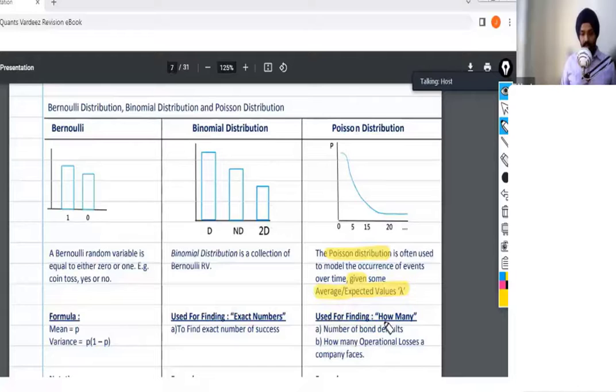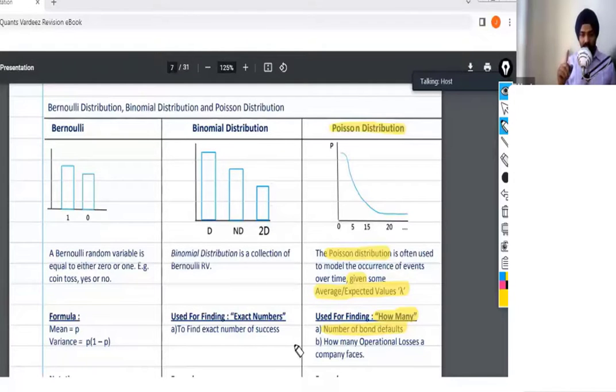Then it's used for finding how many defaults may happen in a bond portfolio. Let's say I have a bond portfolio and I want to find how many bonds will default. I am an analyst, and I have a portfolio of maybe 10, 20 bonds. I wish to find, in a particular time frame, how many bonds will default, so I can use the Poisson distribution and find that particular answer.